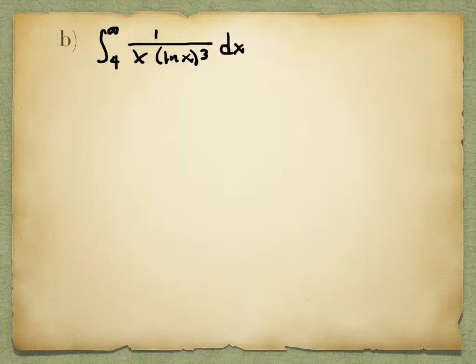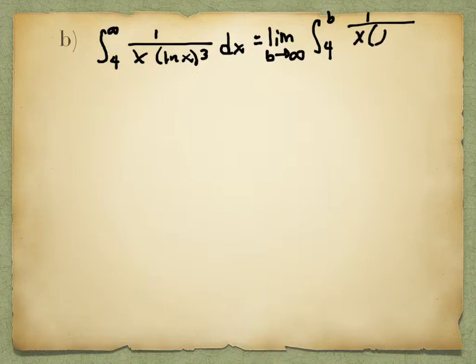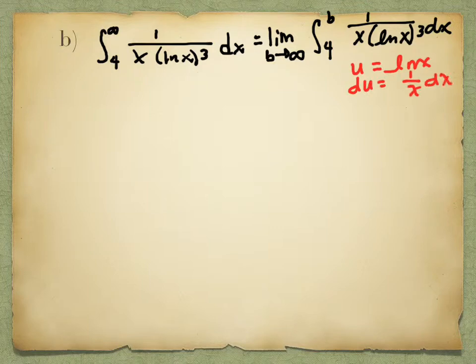All right, let's try another one. This one has the same kind of setup. I have to rewrite this as a limit. So this is the limit as b goes to infinity of the integral from 4 to b of 1 over x times the natural log of x quantity cubed dx. Taking a look at this one, I think we're going to be able to use u substitution to solve this. So u is going to be natural log of x, so that du ends up being 1 over x dx. And then I've got my limit as b goes to infinity.